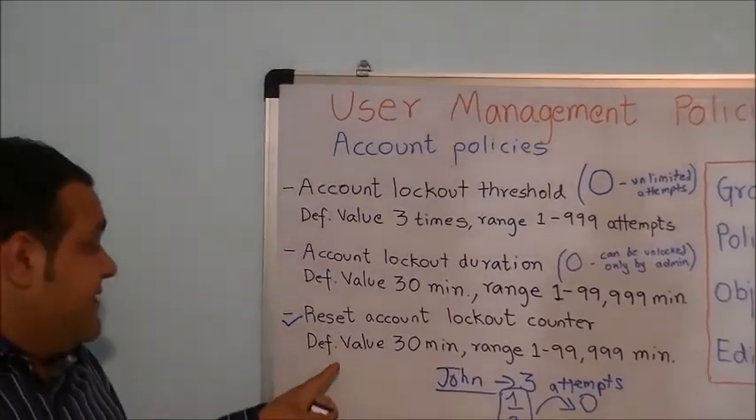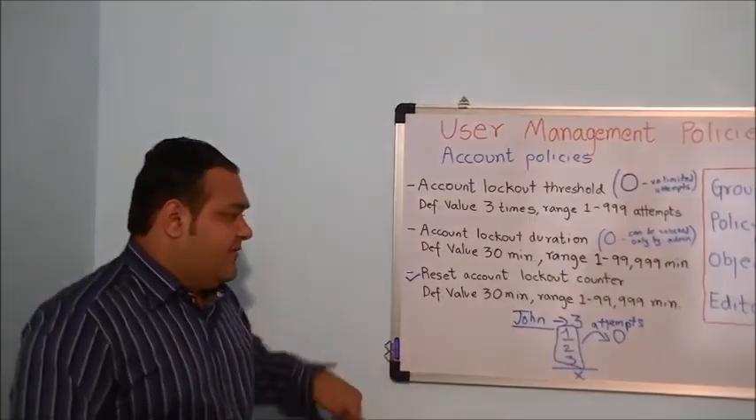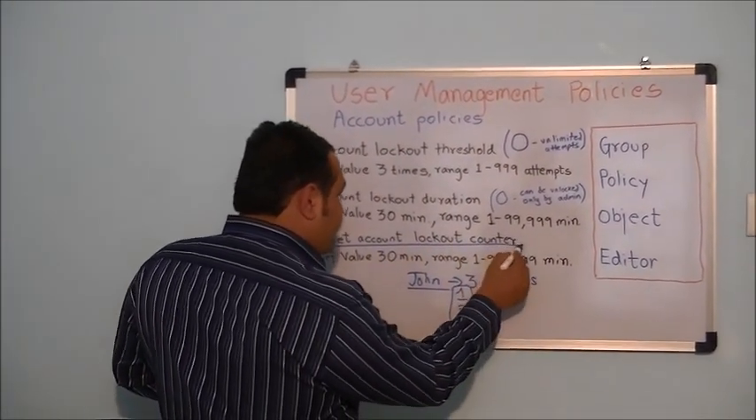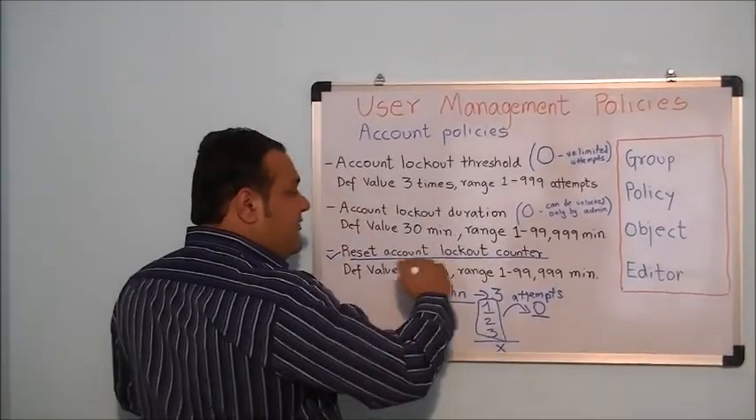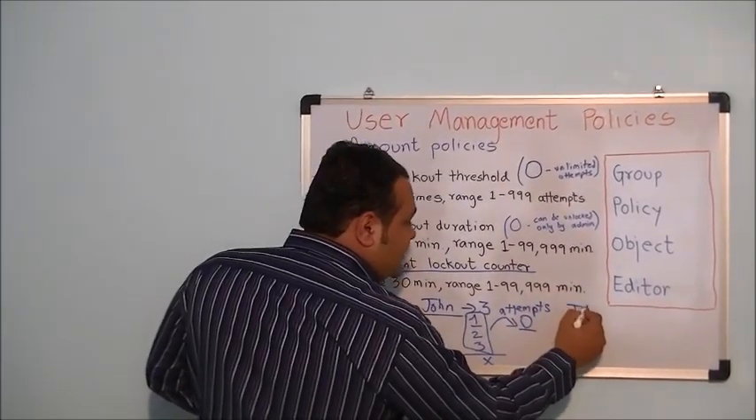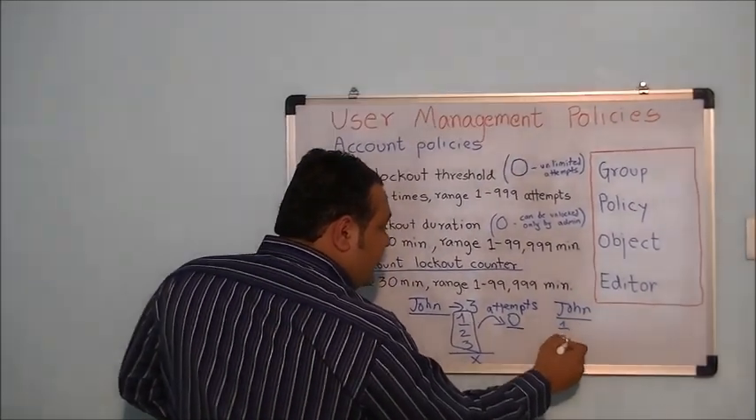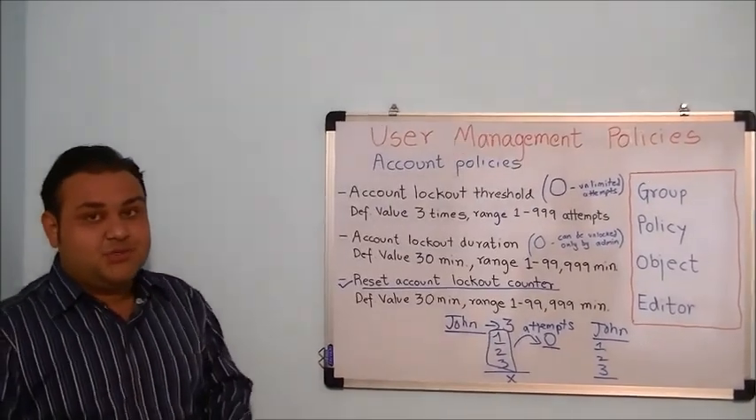So if we have set 30 minutes over here, which is the default time limit, then after 30 minutes the reset account lockout counter will be reset to 0. So now after 30 minutes, when John accesses the system, he again has a fresh 3 attempts to log into the system and to guess his password.